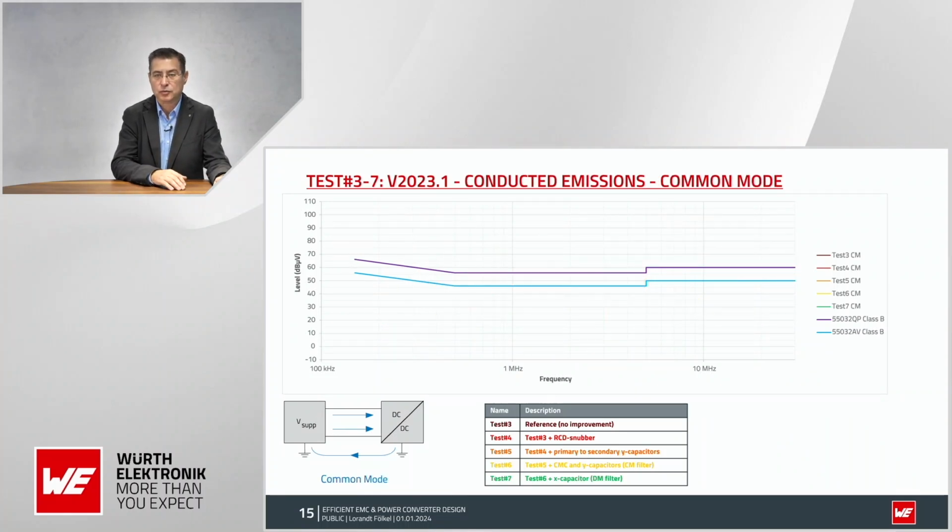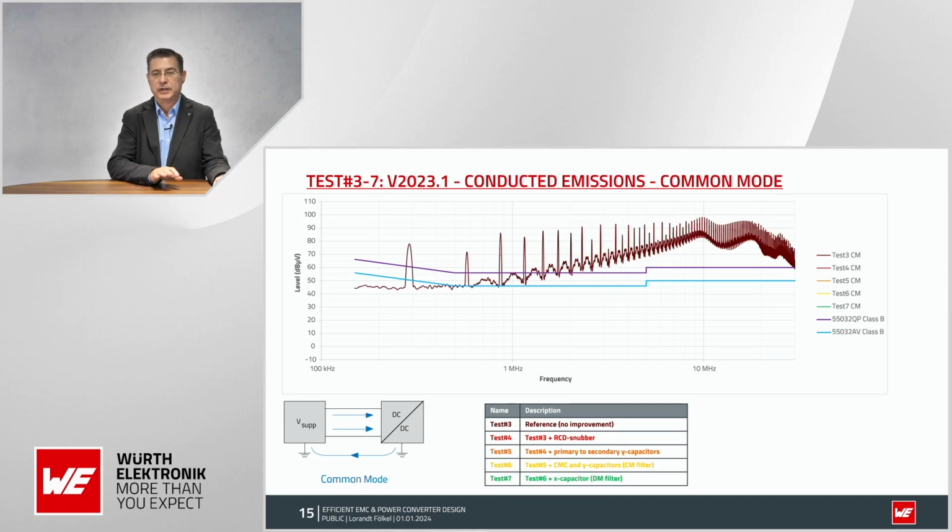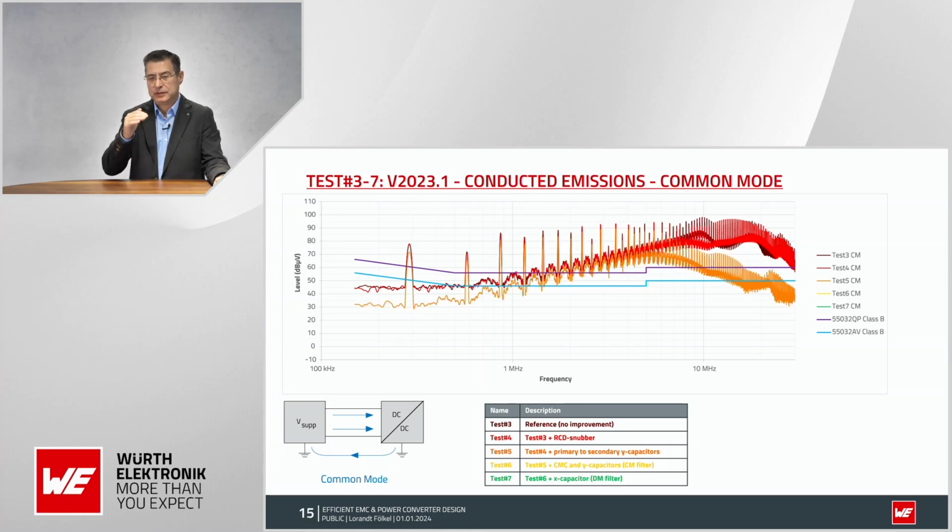In a common mode measurement, we measure only the common mode noise without any filter. We know we have the noise there. Put on the snubber like before, we didn't have a big impact. Put on the primary to secondary cap, we saw that in the common mode noise there is an improvement. This time the improvement is maybe not as much as before, but it is an improvement anyway, the same value.